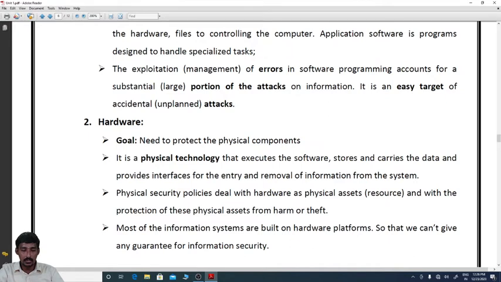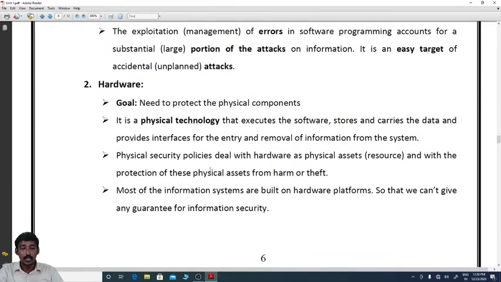So we are going to, that means that the hardware is a physical technology that executes the software, and it stores and carries the data and provides the interface for entry and removal of information from the system. So that is physical security policy. We already know that we are going to provide different kinds of policy and standards in order to implement security in our organization.